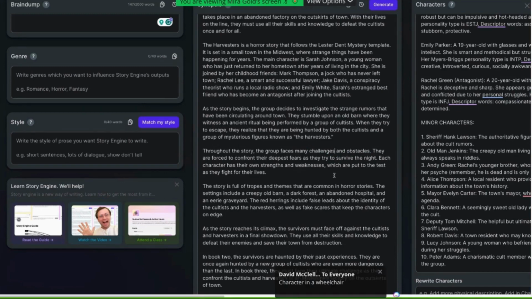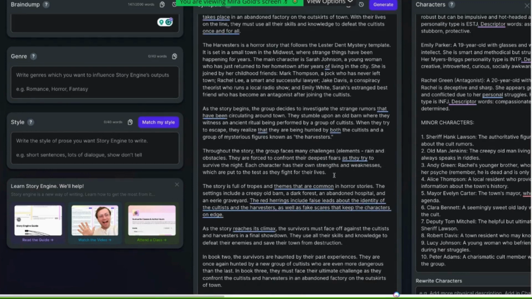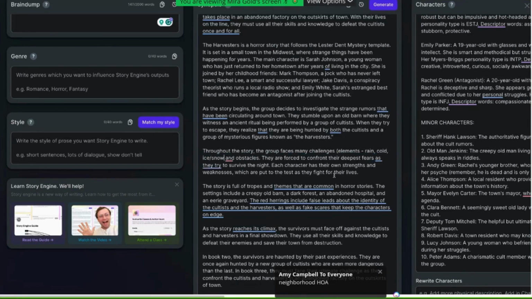So let's see, if the group is facing many challenges, what kind of challenges can they face? Can they face maybe the elements? Maybe there's rain, it's cold. Maybe there's ice or snow. So what kind of obstacles?